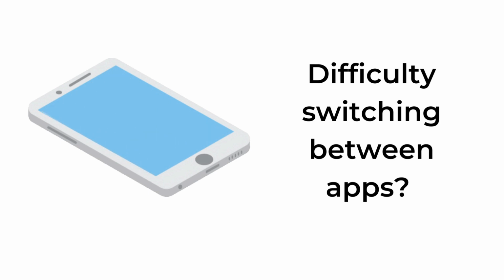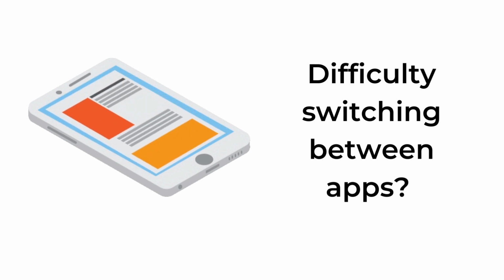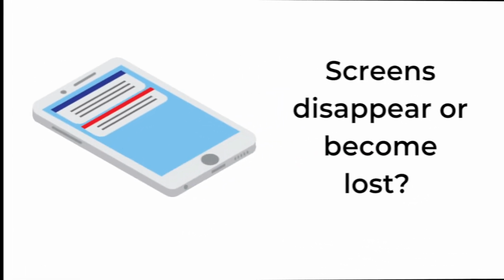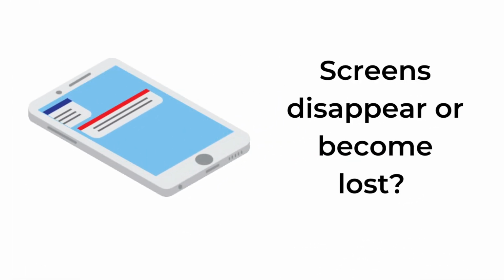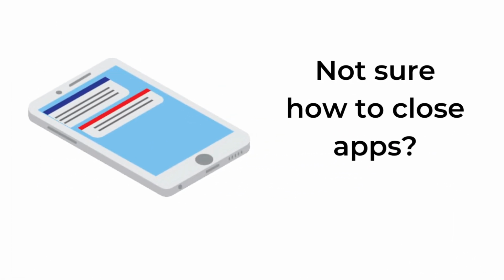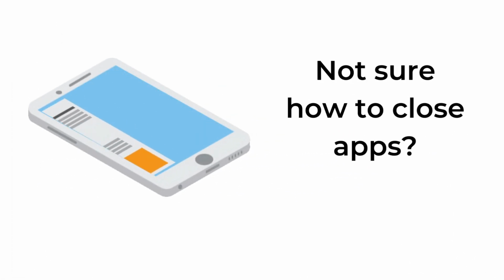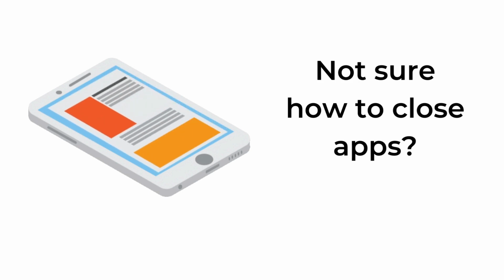Do you sometimes have difficulty switching between apps on your phone? Does what you're viewing on your screen sometimes disappear or become lost? Or do you sometimes find it difficult to close apps when you need to? Your smartphone has easy solutions to all of these problems. Let's take a look.